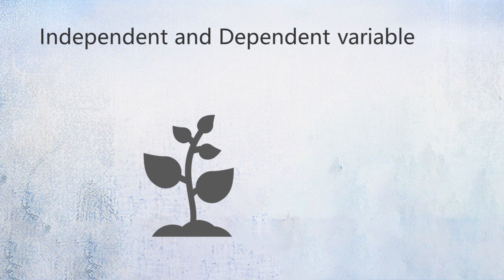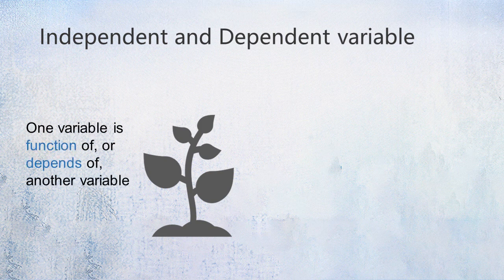Second, let's learn about independent and dependent variable. In research, it is typical to find variables that have a functional relationship between them. That is, the one variable is function of or depends on another variable. For example, let's consider the attributes hours of playing online games and final grade. If you change the amount of hours on playing online games, your final grade might change as a result.